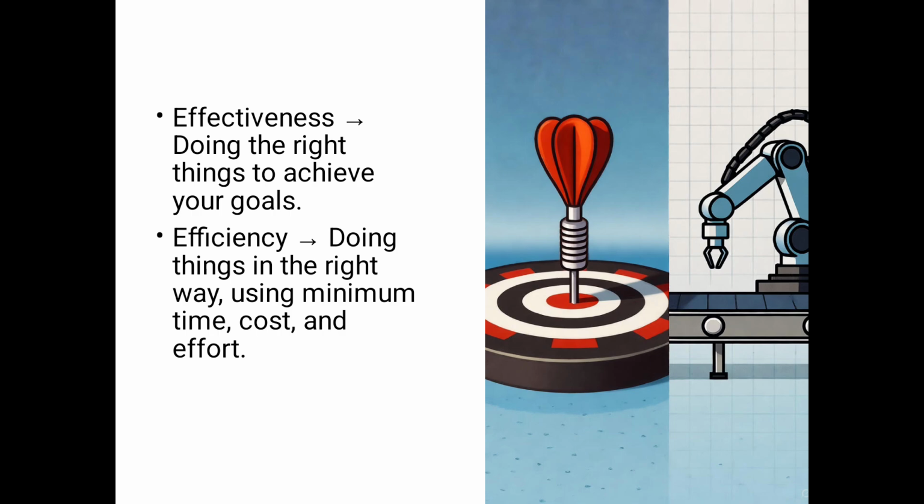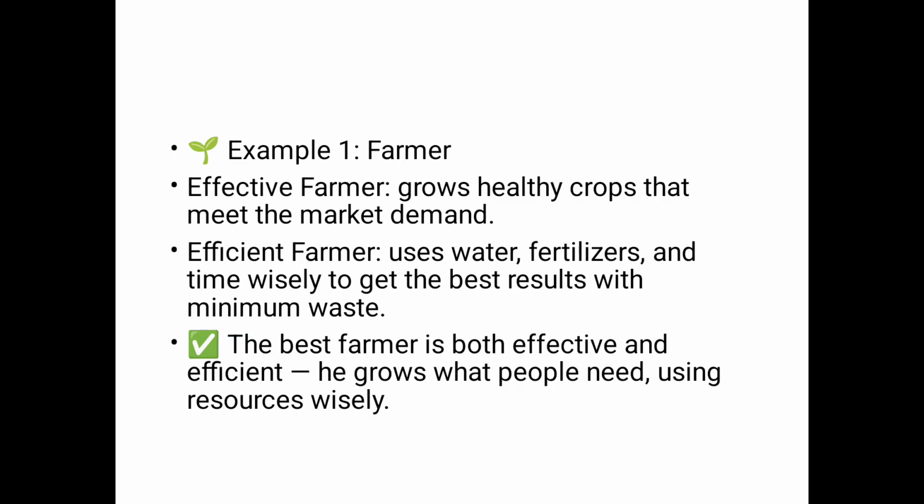Effectiveness, doing the right things to achieve your goals. Efficiency, doing things in the right way using minimum time, cost, and efforts. Example: a farmer who grows healthy crops that meet the market demand is an effective farmer. An efficient farmer is the farmer who uses water, fertilizers, and time wisely to get the best result with minimum waste.